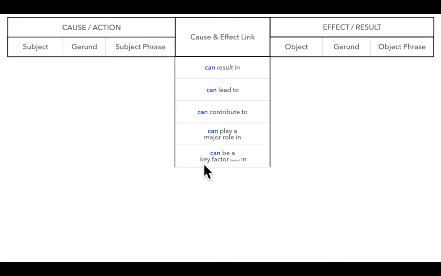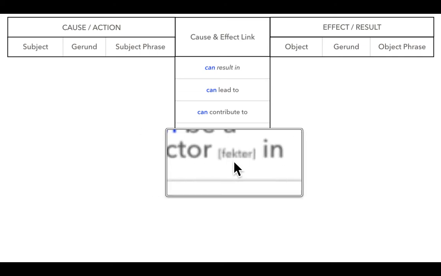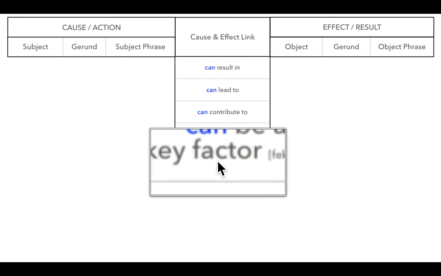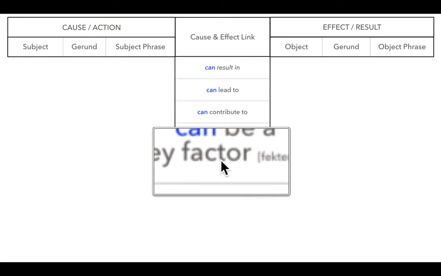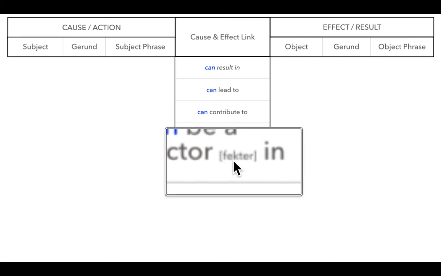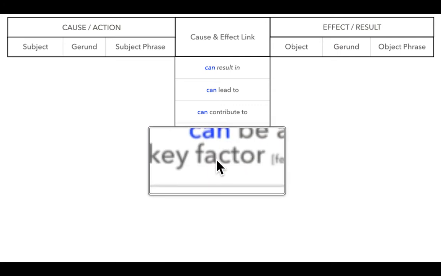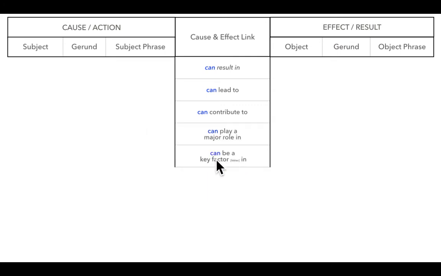Can be a key factor in. One thing that I'd say about the pronunciation of factor is that students tend to pronounce this A almost like an O or a U, and it can sound like a swear word. So try and make it a more nasal sound. Factor, can be a key factor in. A lot of students tend to mispronounce it, and it sounds a bit awkward and a bit close to a famous swear word, so you don't want to say that.